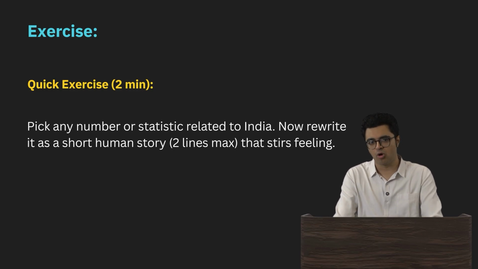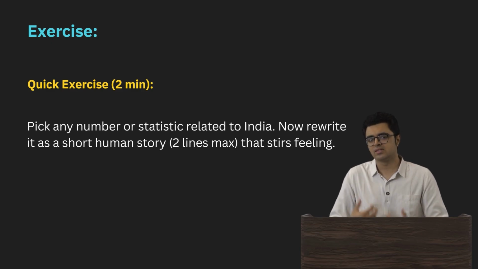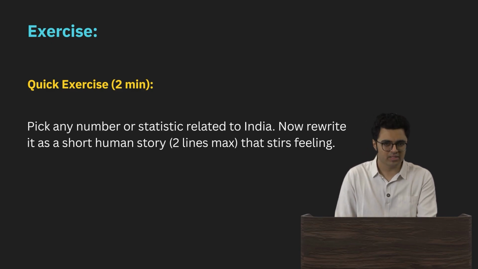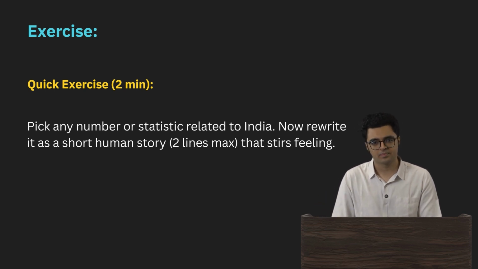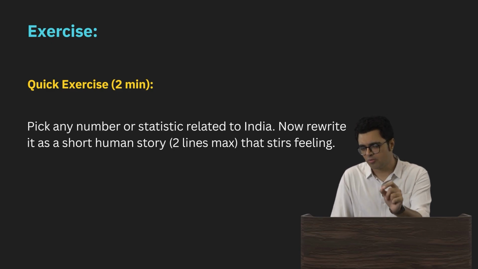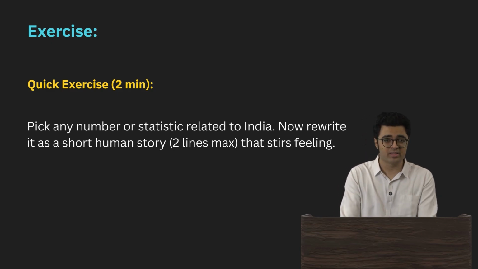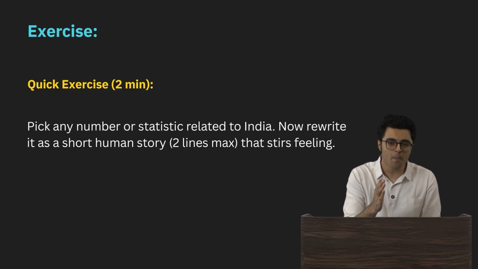You can look them up online, you can read them from today's newspaper, anything that you feel would be relevant. And now, rewrite it as a short human story for about 2 lines that stirs some feeling. That data point would be related to a certain time, a certain place, and a certain people. Can you pick out one example or just imagine one example of what story would be communicated from that one data point? Try to make it as emotionally stirring as possible so your audience is engaged through pathos.